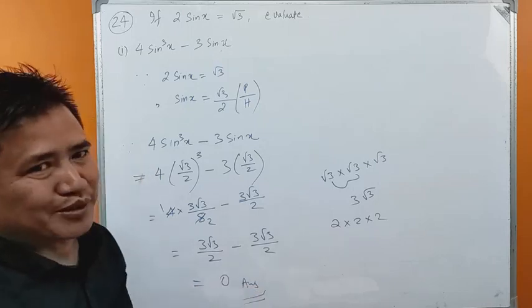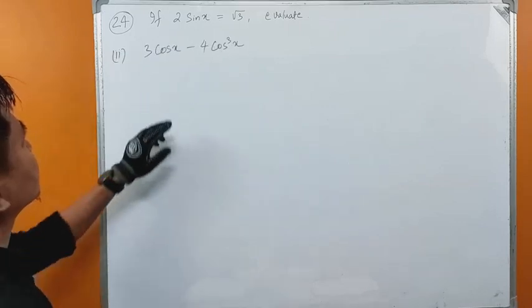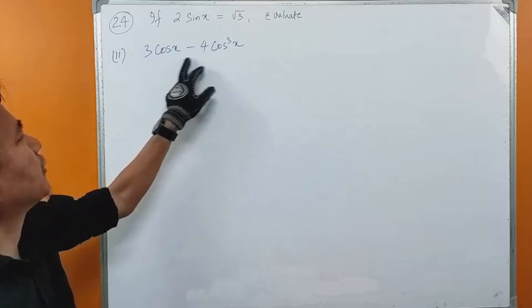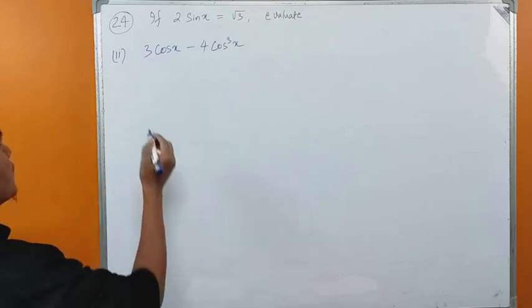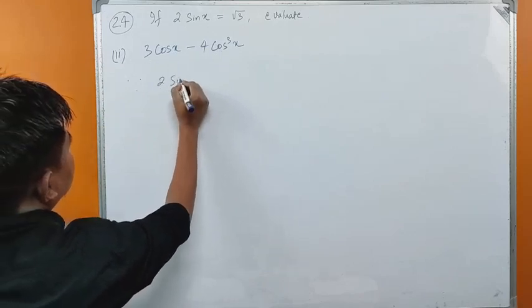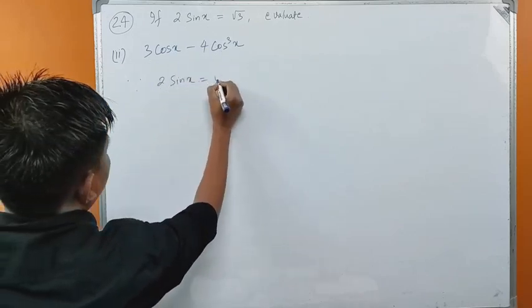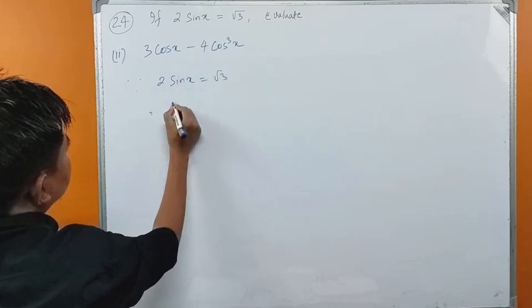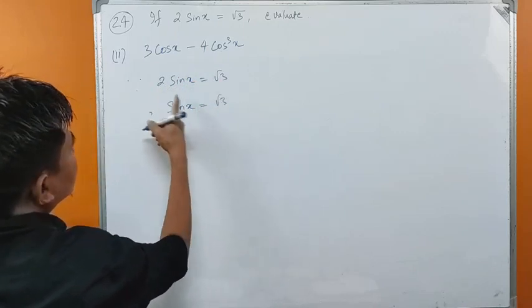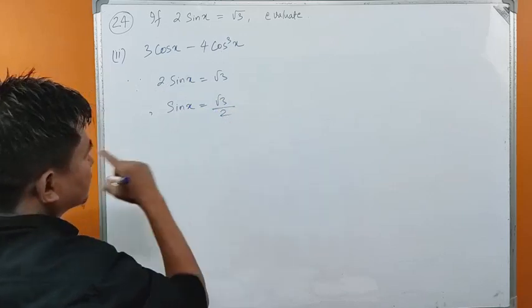Let us do question number 2 of 24. So 2 sin x equals root 3. This is the given condition, and we are asked to find the value of this expression. Okay, let us use the given condition. 2 sin x equals root 3, or we can write this as sin x equals root 3 upon 2. This 2 goes to the denominator by cross multiplication, isn't it?